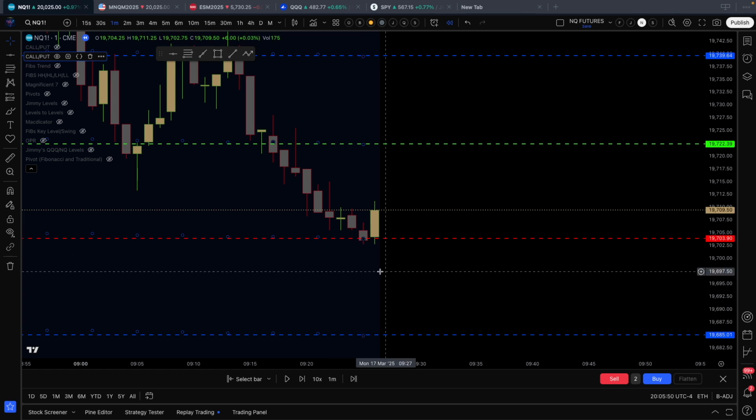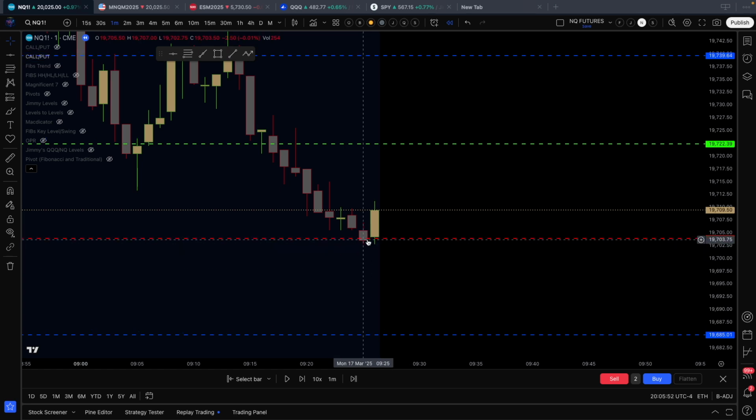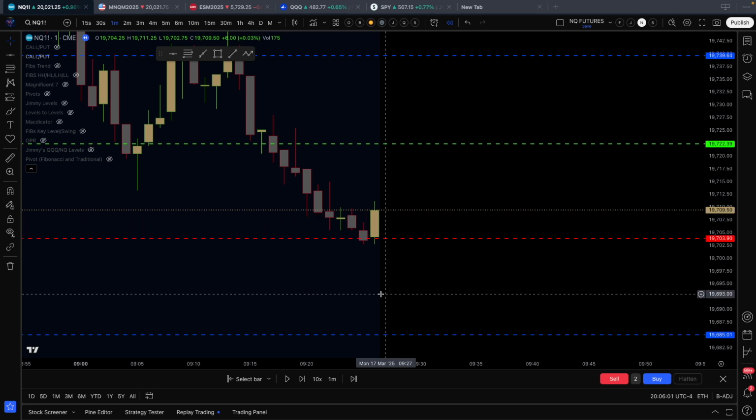And that's at 9:25. So this morning, Jimmy was saying that since we were already below the call line or the put line, he was wanting to see a pullback up, and then to get in.